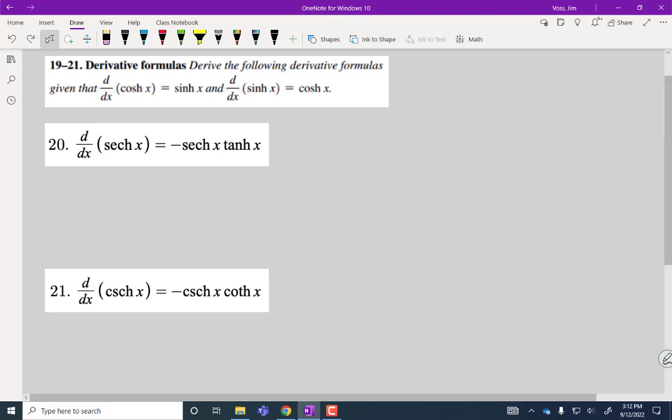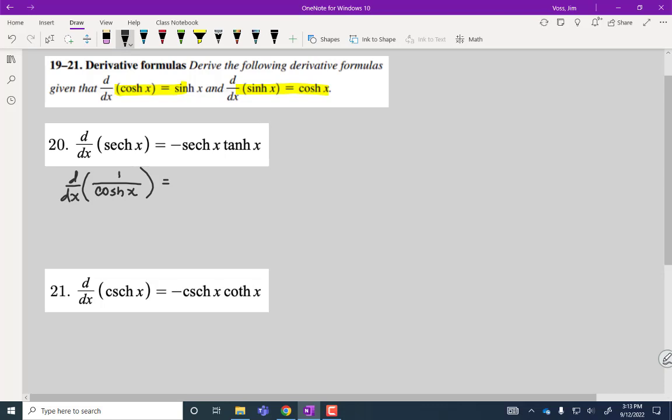All right, so we're going to start with two basic facts. Derivative of cosh is sinh. Derivative of sinh is cosh. And we'll do this first one. We're going to try to prove the derivative of sech is minus sech tanh. Well, we're going to rewrite sech as a quotient and use the quotient rule. So that's 1 over cosh. We now have it written as a quotient with one of our basic functions.